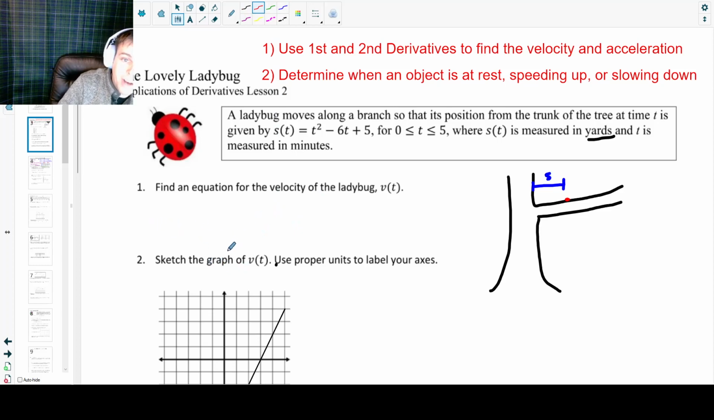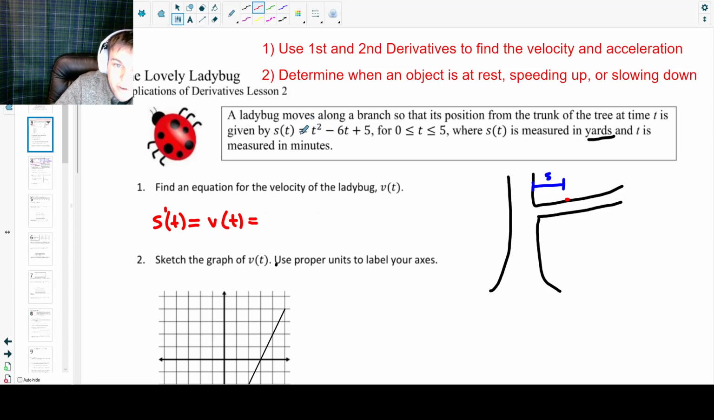All right, so we're going to find an equation for the velocity. Turns out that velocity is equal to the derivative of our position function. Our position function has units of yards, whereas when we talk about the derivative of that position function, we'd be talking about yards per minute. So that is going to be equal to our velocity. Yards per minute is a speed or a velocity here.